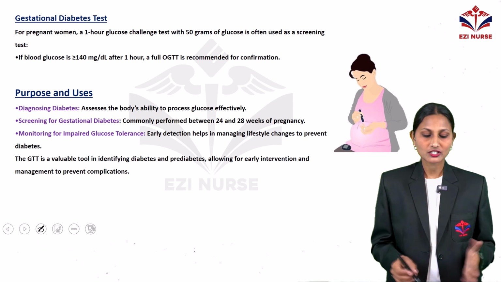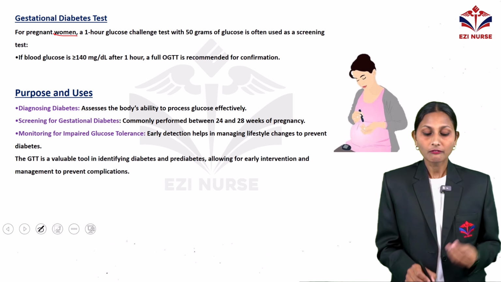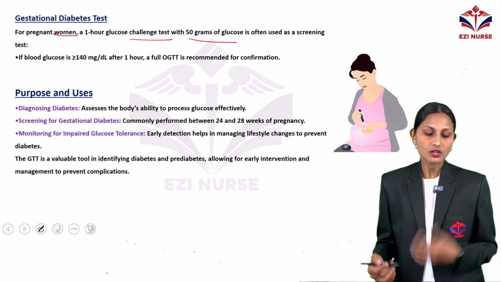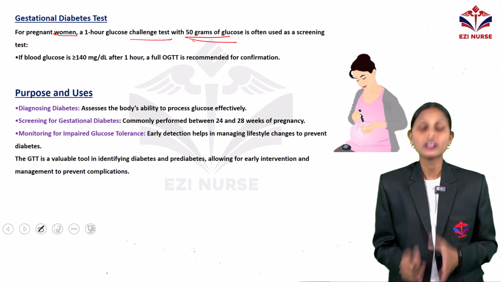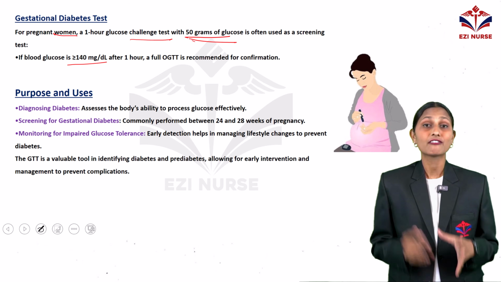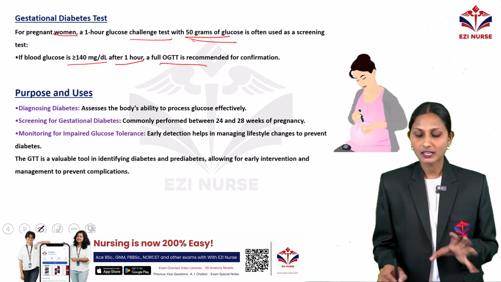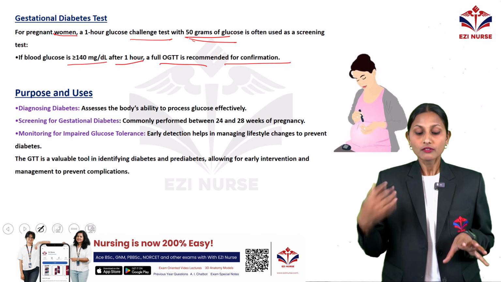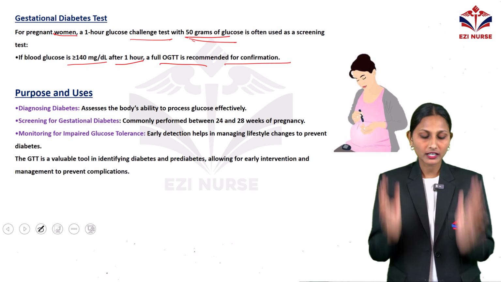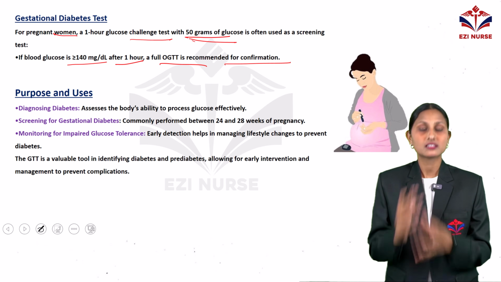Next is the gestational diabetes test. In this test for pregnant women, a 1 hour glucose challenge test with 50 gram of glucose is often used as the screening test. So we will use only 50 gram of glucose here. If the blood glucose level is more than 140 mg per dl after 1 hour, a full OGTT is recommended for confirmation. So we will ask the patient to do the full OGTT and try to confirm whether the lady has gestational diabetes or not.